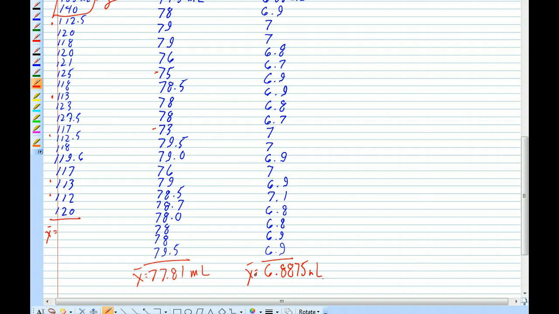Anybody do the beaker? Beaker? No? Oh, okay. That's all right. We should have coordinated better. Now, is that without those two outliers, without the 135 and 140? Right. Okay, good.